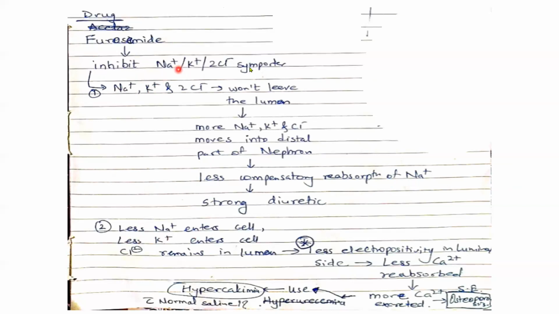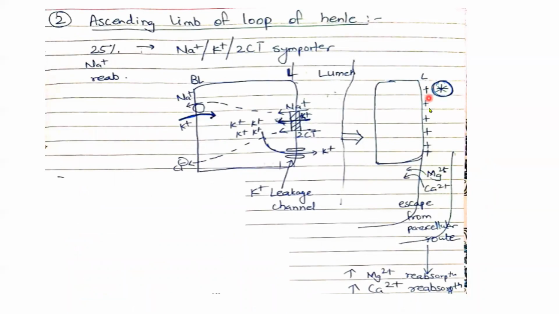The sodium potassium chloride symporter is inhibited. So less sodium enters the cell, less potassium enters the cell, and chloride remains in the lumen. Because chloride is remaining in the lumen, there is less electropositivity in the lumen. So less calcium is reabsorbed, right? Recall, there was a lot of positivity here. Calcium was coming. Because of this positivity, the calcium gets afraid because it is also positive and leaves. Or it feels it is already so much positivity here, I should not contribute more.